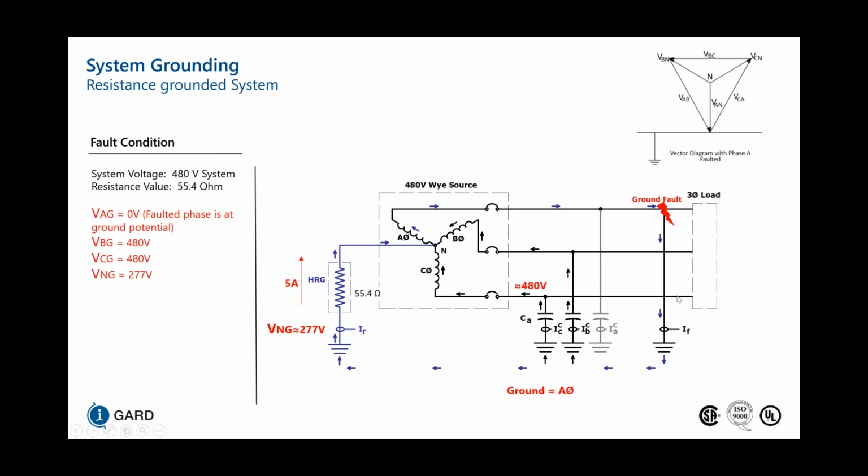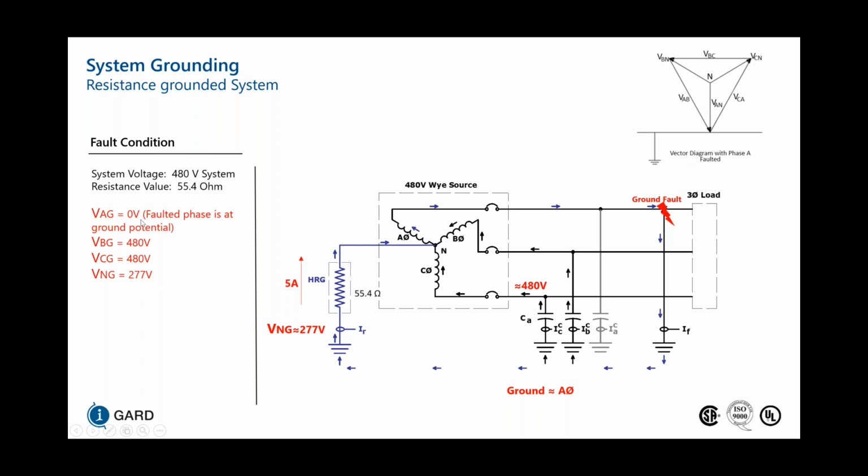This fault current is also taking another path, which is leading up through the capacitances of phase B and C, and that's what causes a little bit of an overvoltage on phases B and C, where their potential from B to ground and C to ground gets increased from 277 to 480 volts.